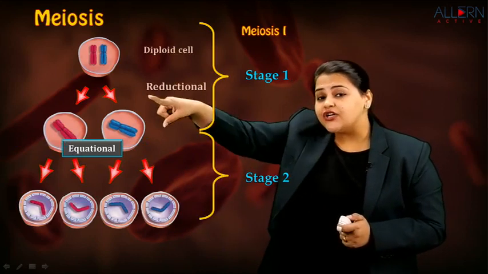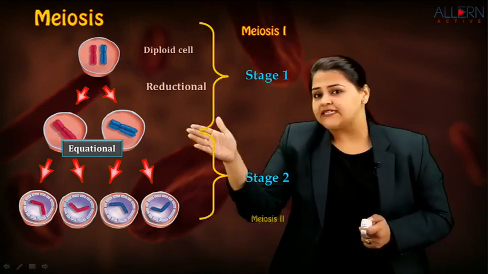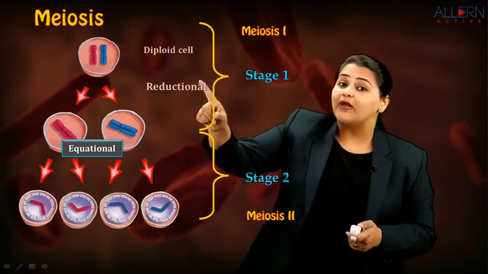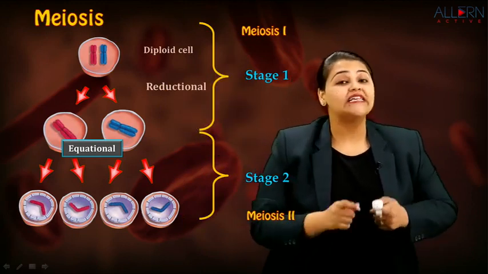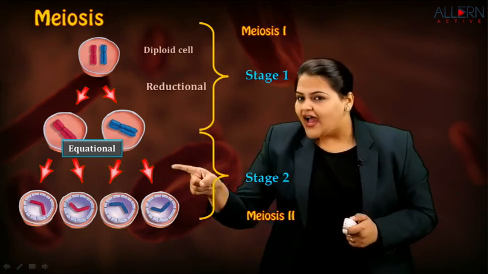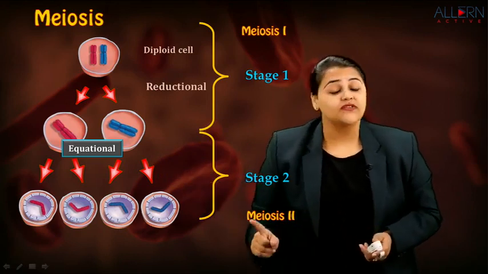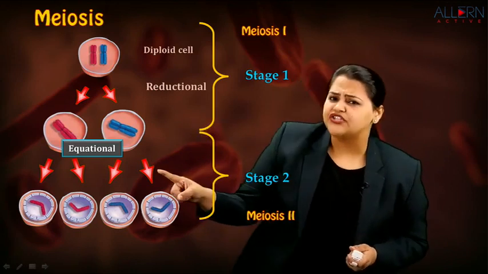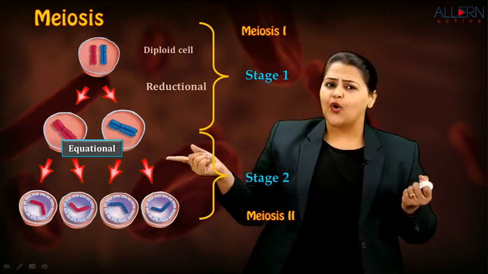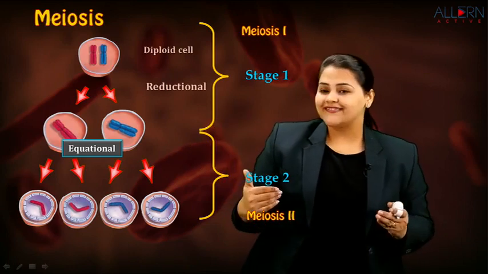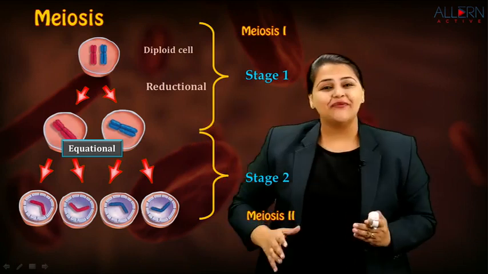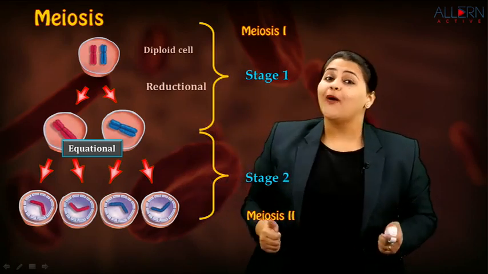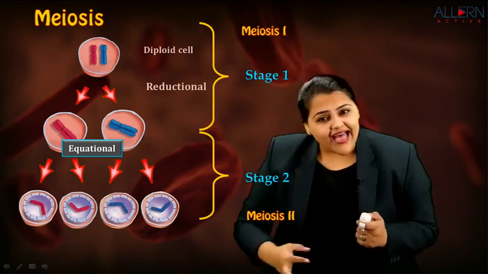This reductional division is called meiosis, and this equational division is also called meiosis. But what is the difference? This reductional will be called meiosis 1 and this equational will be called meiosis 2. Now you would be thinking that meiosis 2 is equational and equational is also called mitosis. Yes, meiosis 2 is exactly similar to mitosis, and meiosis 1 is very different from mitosis. That's where we'll understand.